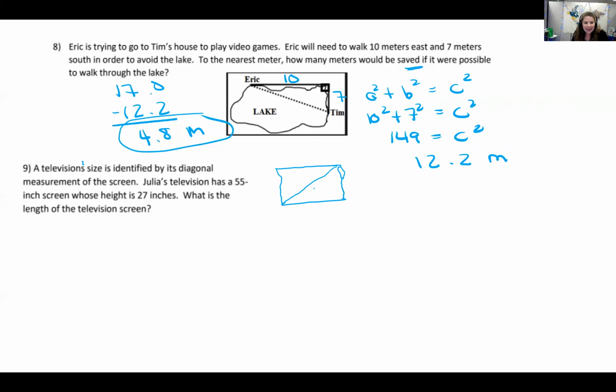So the diagonal across this one is 55. And the height is 27, and we don't know the length. So the length is going to be less than the hypotenuse, right? So we're going to use the Pythagorean theorem. This time 55 is our hypotenuse. So we know that C must be 55. So 27 can either be A or B. It doesn't matter.